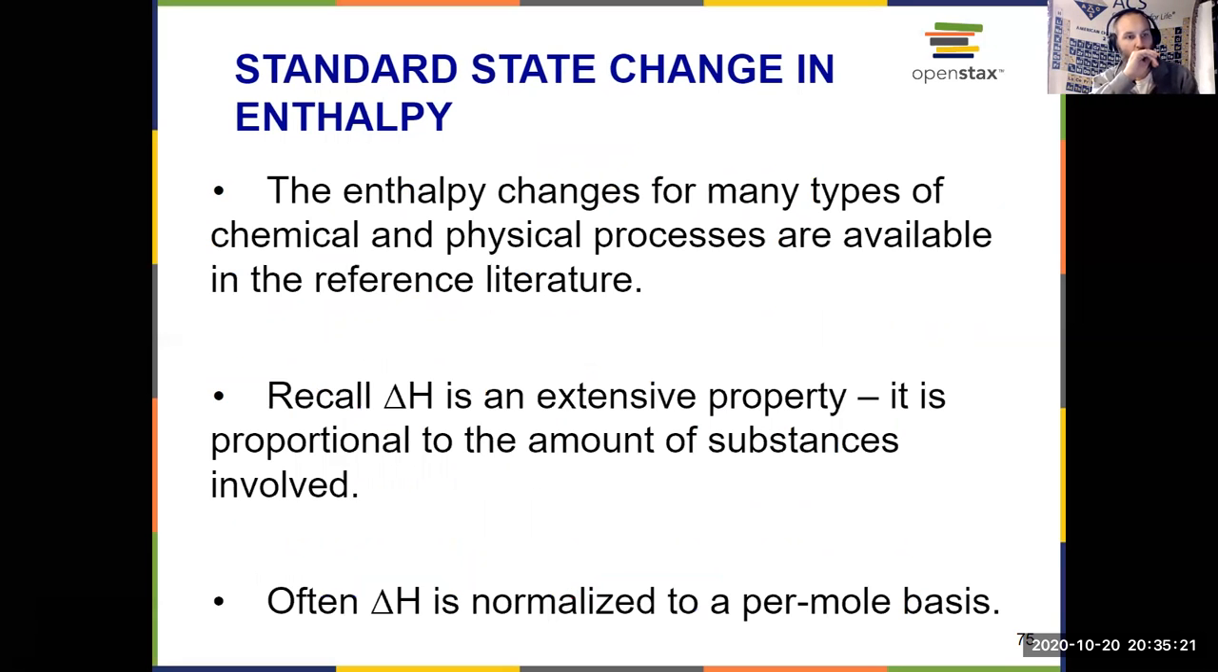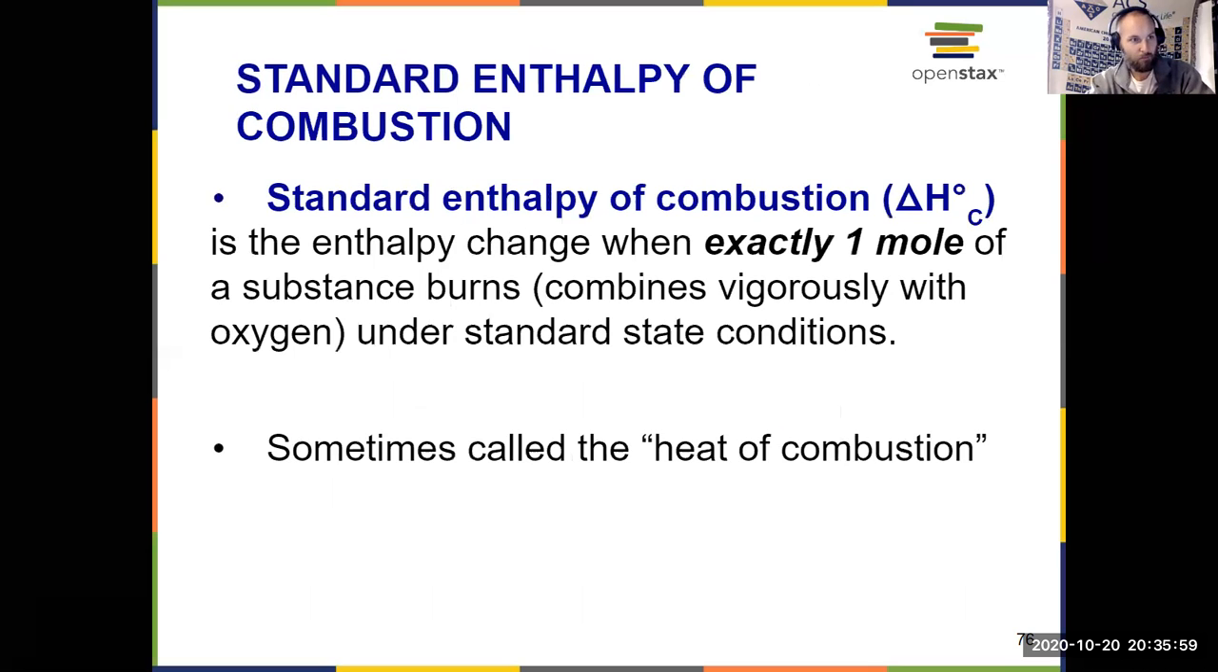Where that is nice is that in having that standard state, we can look up enthalpy changes for a lot of types of chemical reactions and physical processes, keeping in mind that they have to be normalized to a per mole basis. You can look these things up in the appendix of your textbook, for example, but it's for the reactions as they're shown per mole, because delta H, enthalpy, is an extensive property. If I change the amount of things that are involved, I change the value of enthalpy.